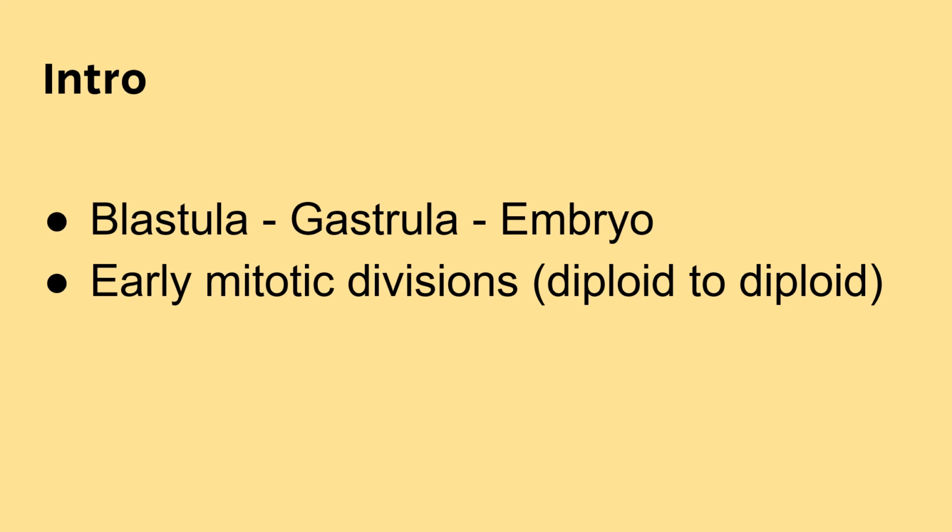So just for some background and introduction, the process is going to go from blastula, which is just a ball of cells, to your gastrula, which is when the three germ layers are formed, the endoderm, ectoderm, and the mesoderm, and it'll eventually go on to form your embryo. Before all of that happens, you're going to go through cleavage processes with early mitotic divisions. With mitotic, we know that's going to be diploid to diploid, in which you create those identical cells.